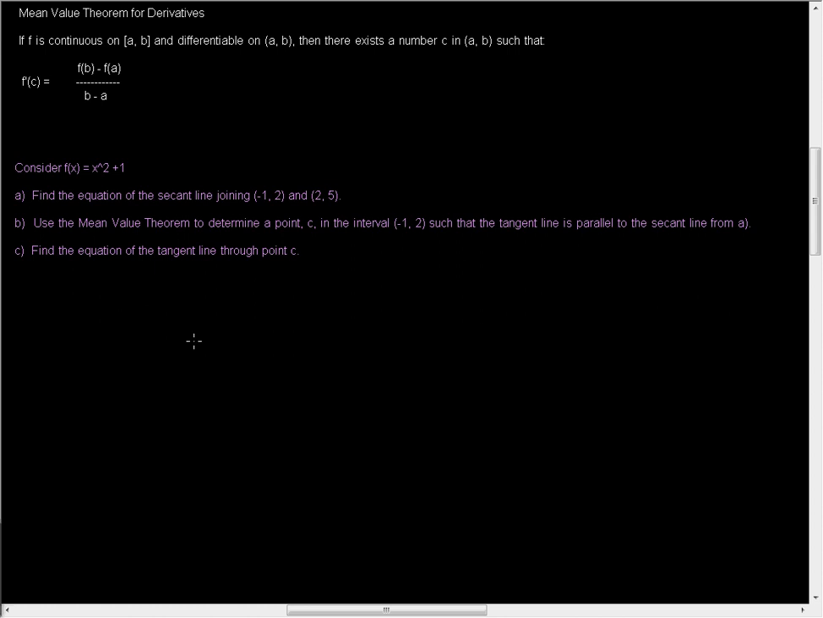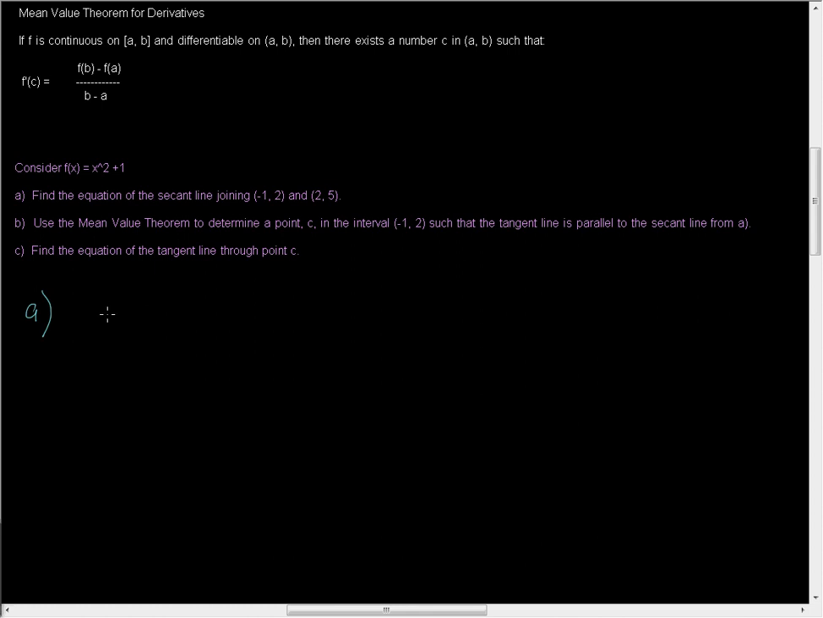And so our first question is then, using this mean value theorem for derivatives, consider the function x squared plus 1. In part A, find the equation of the secant line joining the points (-1, 2) and (2, 5). All right, so here's our part A. So we want to find that equation. Okay, I'm just going to run through this just like we would anything else.